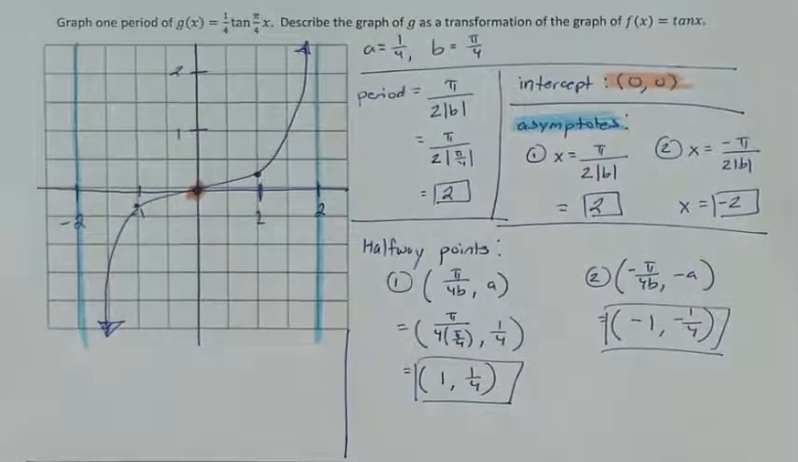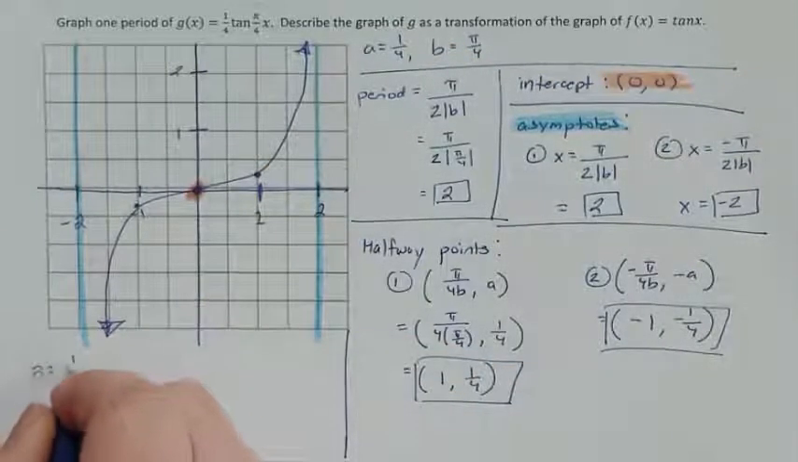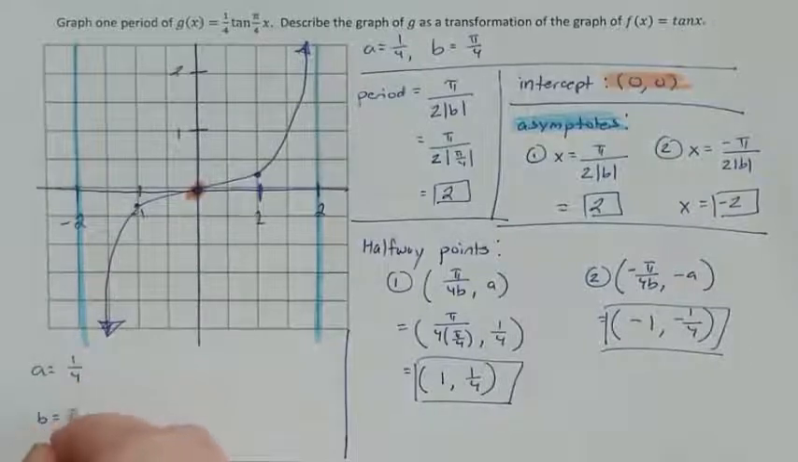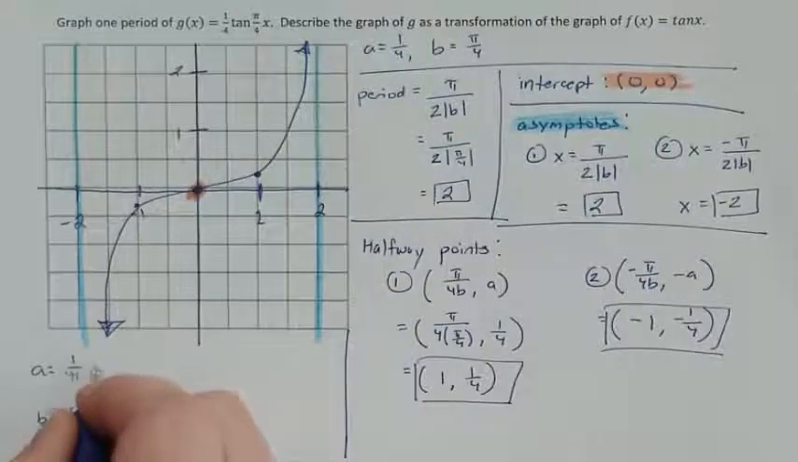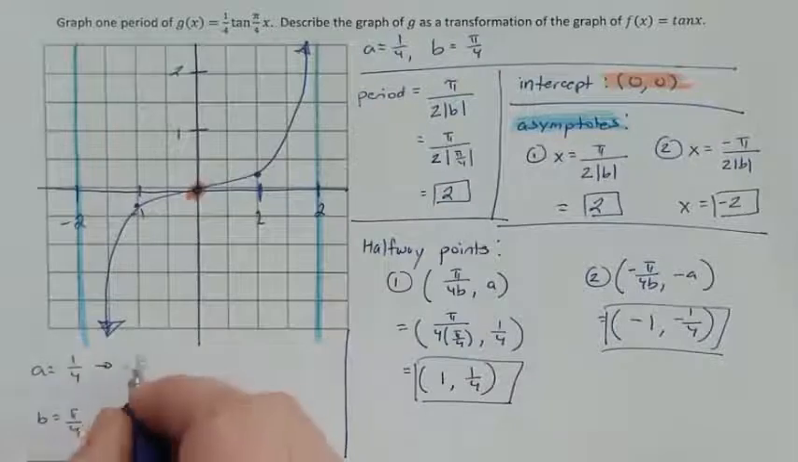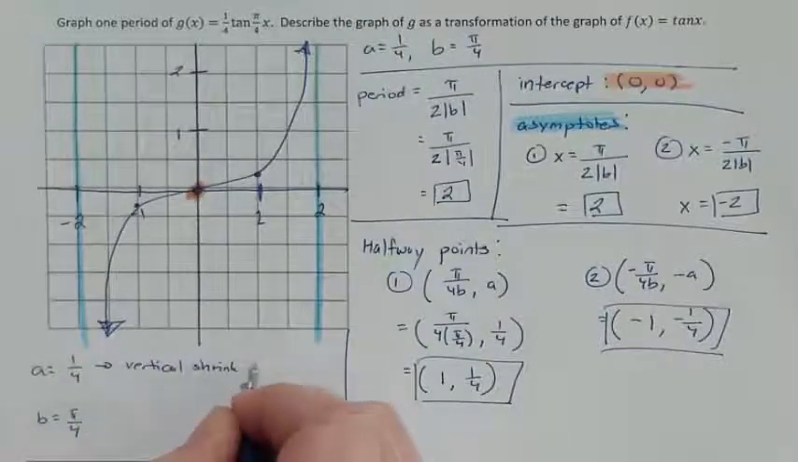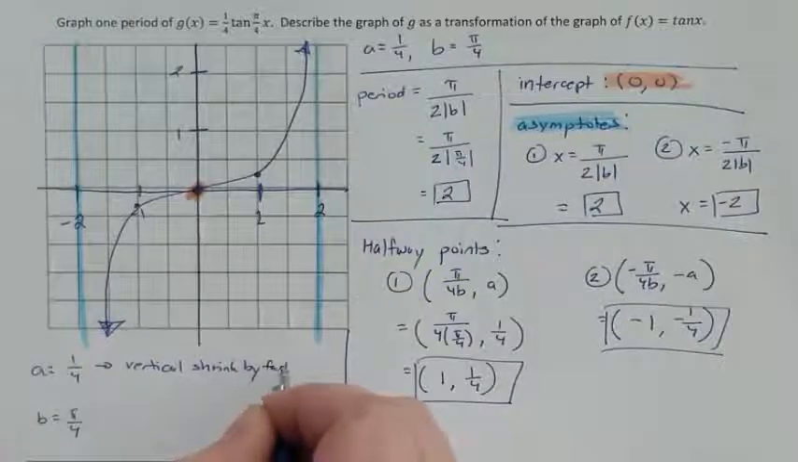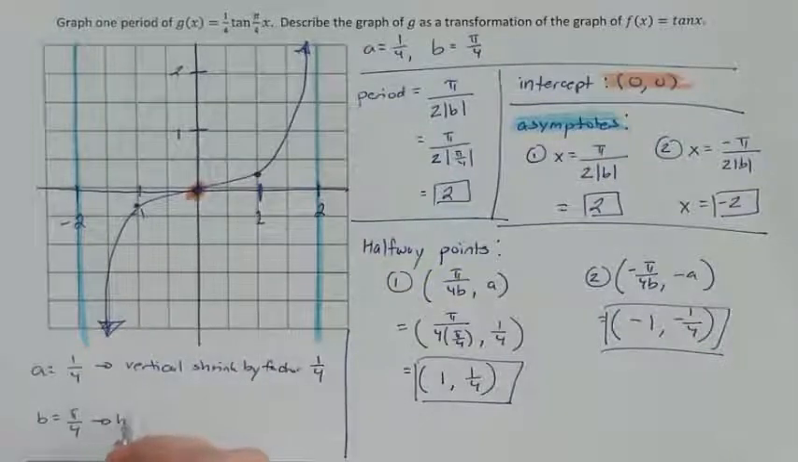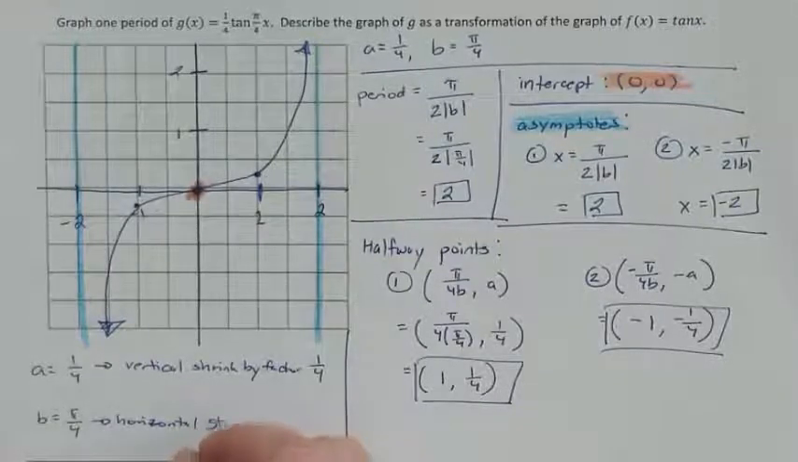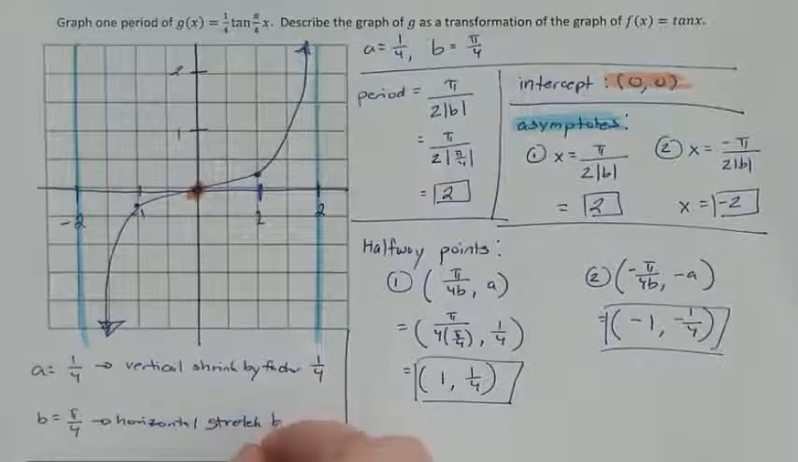Last, we just need to do our transformations. A, which is 1/4, and B, which is pi fourths. A is our vertical, and because this is smaller than 1, we're a vertical shrink. So this is a vertical shrink by a factor of 1/4. B is going to be a horizontal, and we're supposed to reciprocal this, and if you reciprocal this, you're bigger than 1. So this is actually going to be a stretch. So this is a horizontal stretch by a factor of 4 all over pi.